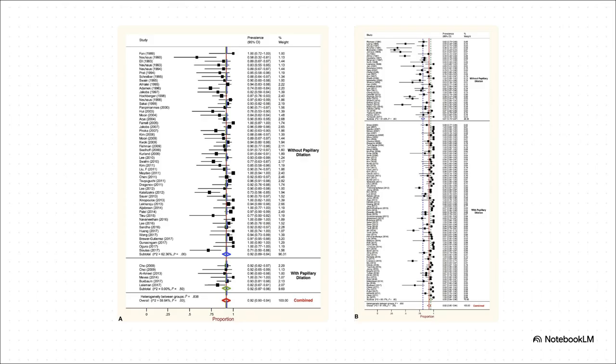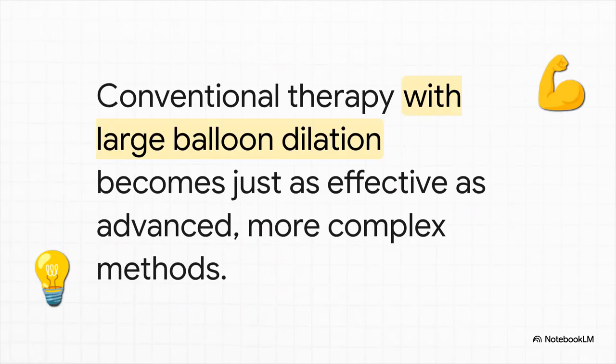But the secret is in the details. Look at the conventional therapy group. If you don't use papillary dilation, the success rate is only 81%, but when you do use it, it skyrockets to 95%. So here's the crucial point. The power of that large balloon dilation is so massive that it boosts conventional therapy to be just as effective as the more complicated, more expensive intraductal methods. This means a really powerful tool for difficult stones is probably more accessible than a lot of us think.